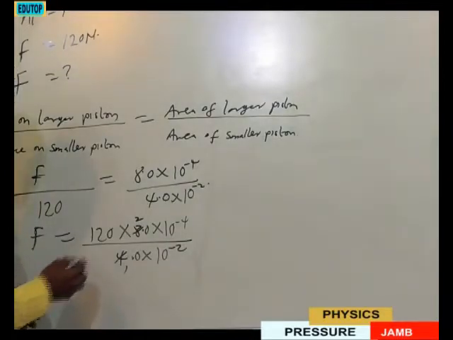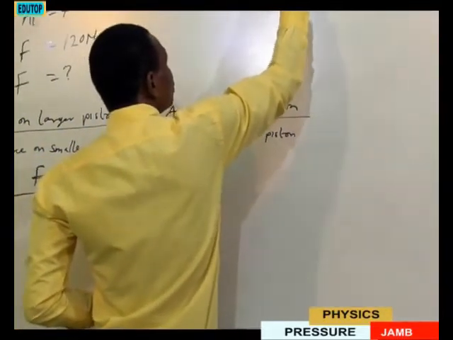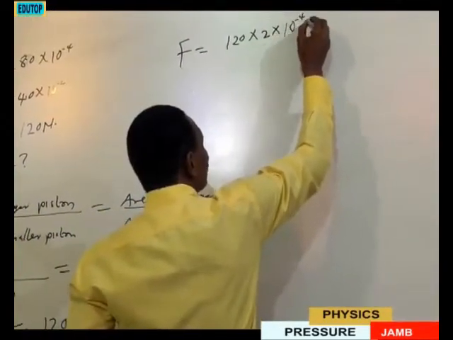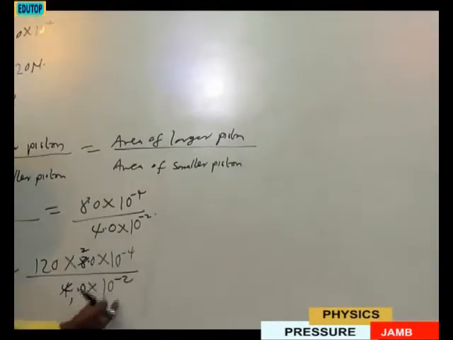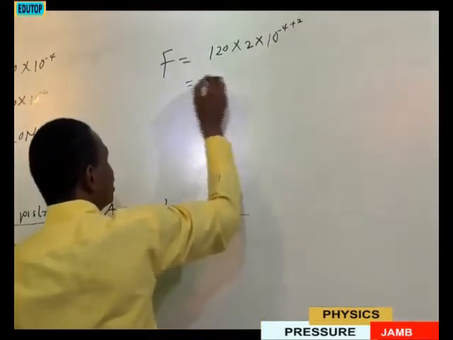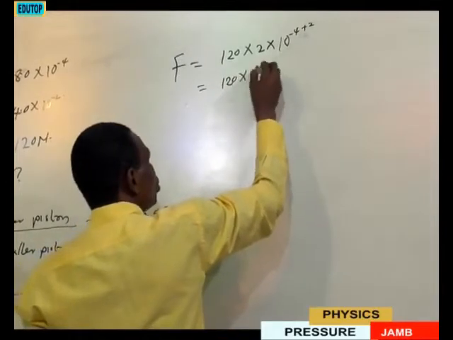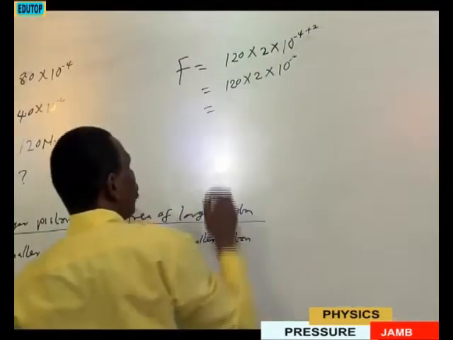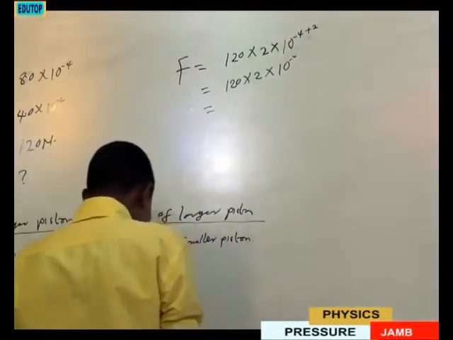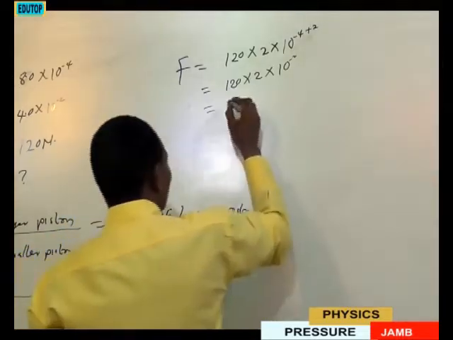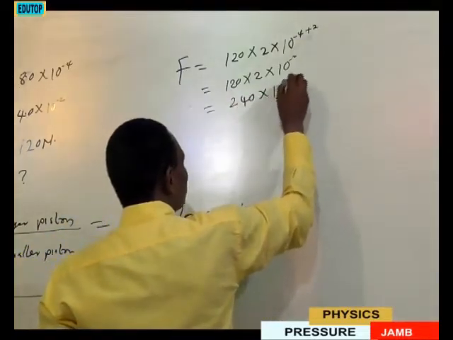So what we are having left now is going to be 120 times 2 times 10 raised to the power minus 4. 10 raised to the power minus 2, by the time it moves up, it will become plus 2. That's indices. 120 times 2 times 10 raised to the power minus 2. Okay? And 120 times 2 must give us a value. And we are having 240 times 10 raised to the power minus 2.